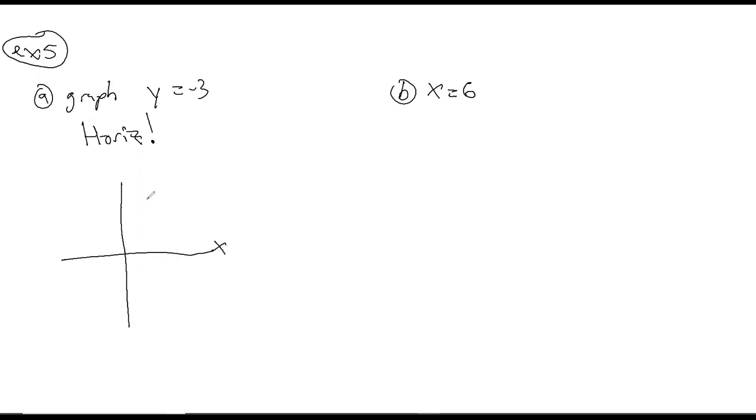So here's our X and Y axes. 1, 2, 3, 4, 5. I'll just go down to -5. And again, I'm not going to label every single one of these so I don't squish things together. Y equals -3 would be this specific height. That's our graph of a line, excuse me.